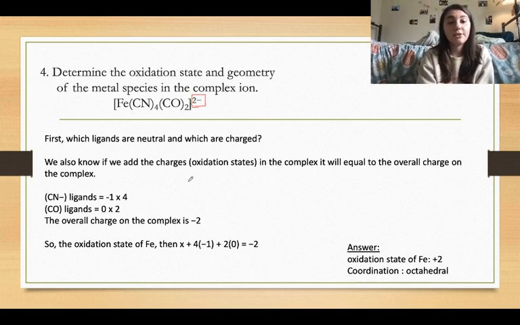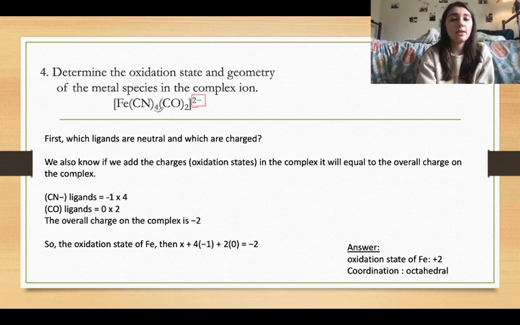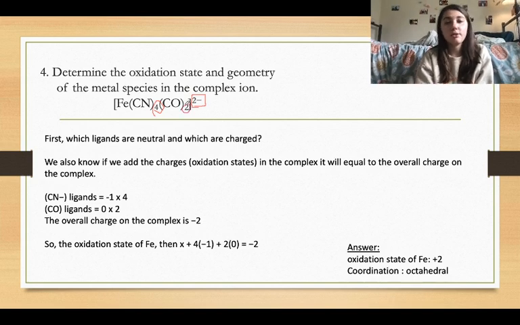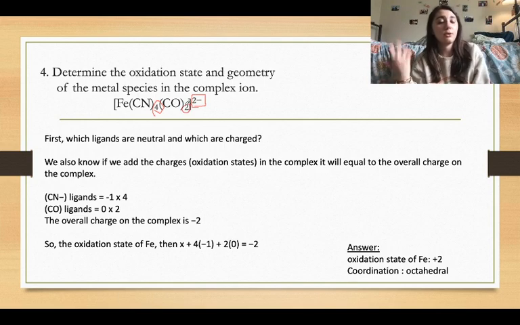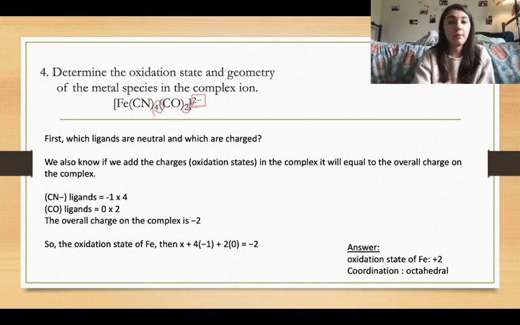The other thing I have to do is find the geometry. And what's nice about this one is whenever you have 4 plus 2, you're already going to know that this is octahedral. And that also makes sense because this is not a salt, so we don't have to worry about any spectator ions getting in our way.